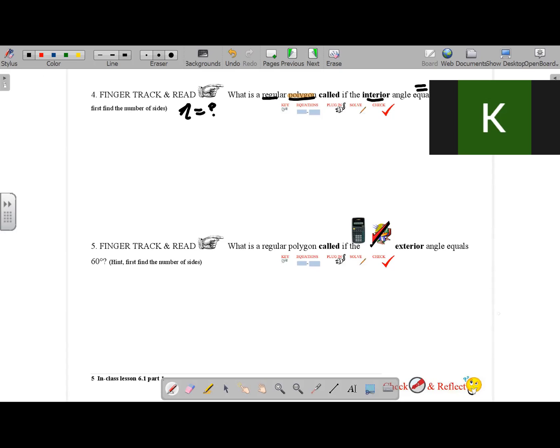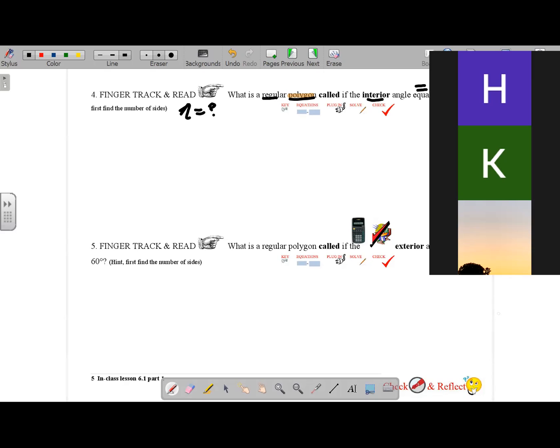Okay, so Anthony, question to you, interior or exterior? Interior. Interior, great. Hunter, question to you, is this a sum or a 1? Sum. The word is called angle, singular. Oh, yeah, then it'd be 1. Okay, so we write it like this. 1 interior angle equals sides minus 2 times 180. That's sum over sides. You okay so far?